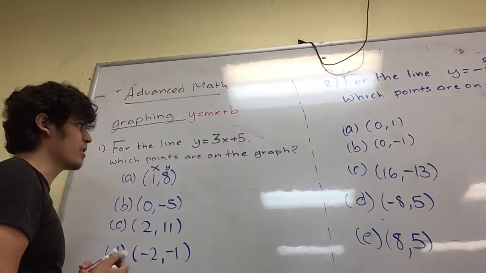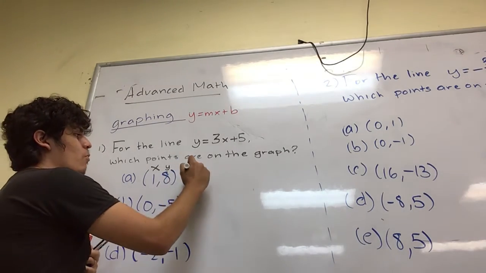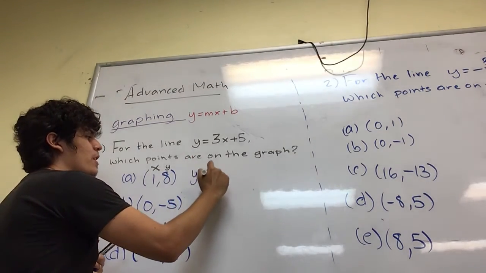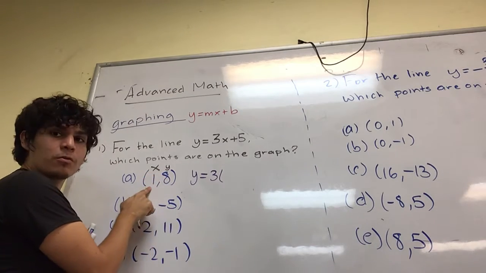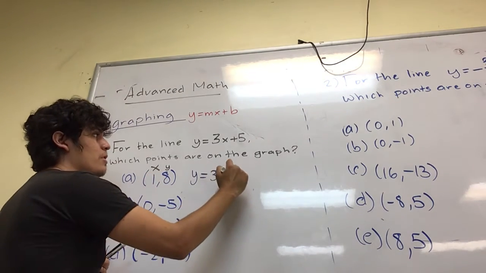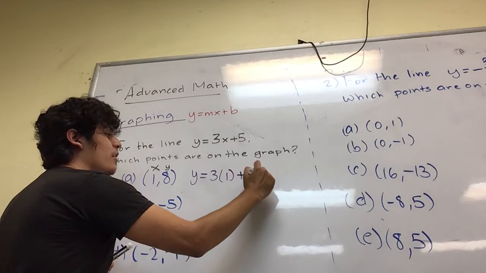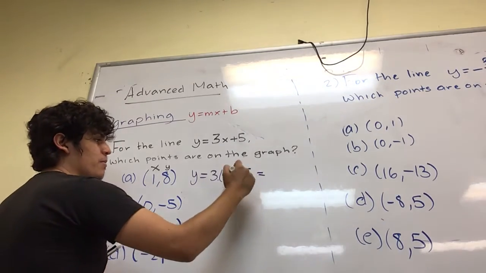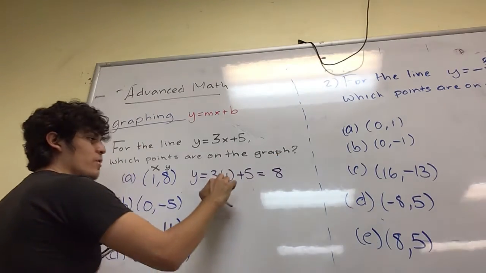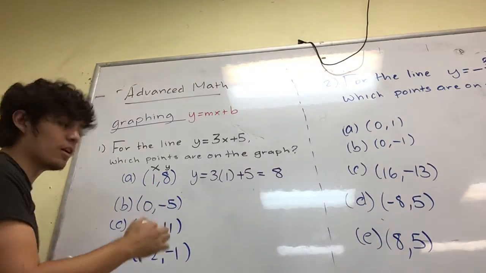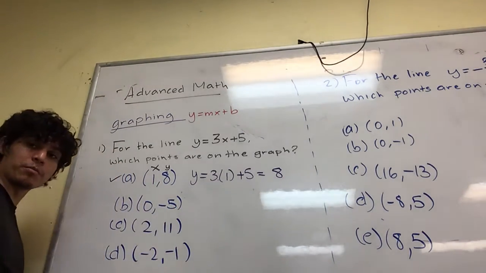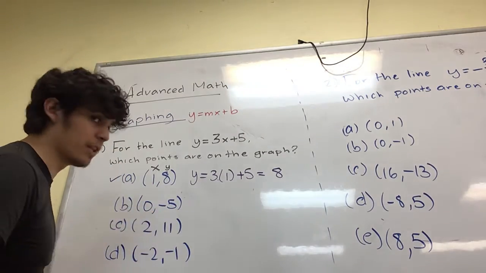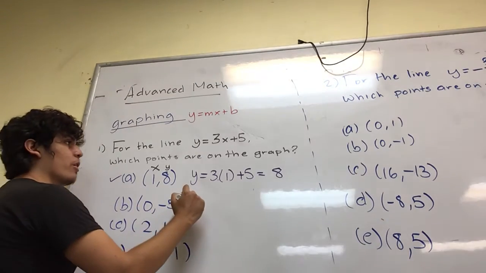So let's go ahead and check for this one. Y is equal to 3 times, what's the x here? Well, the x is obviously 1. So 3 times 1 plus 5, and let's check. 3 times 1 is 3, plus 5 is 8. So this one is on the graph. We're going to put a check mark by that, or you can circle it if you like, okay?